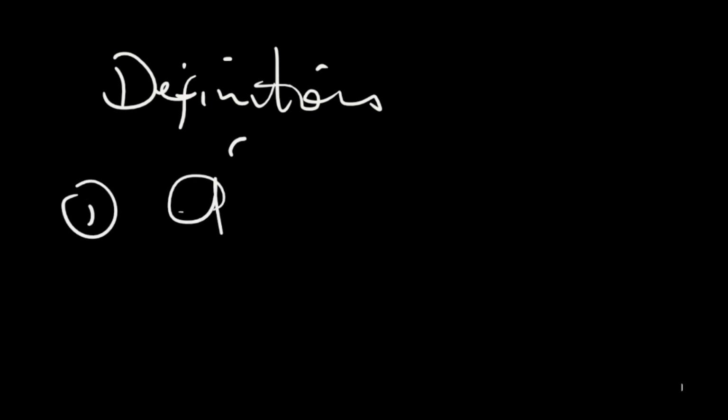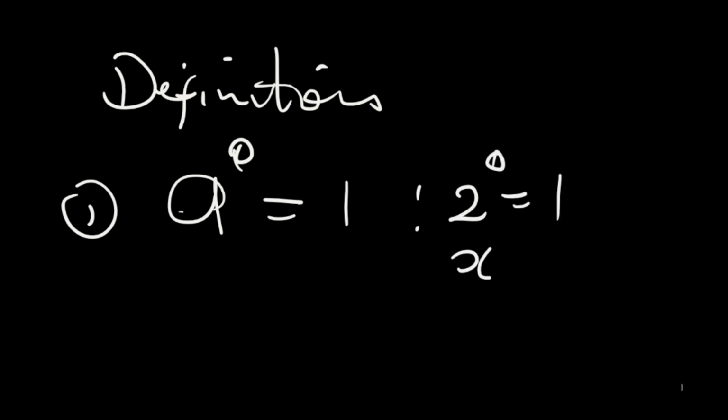Then we have what we call definitions in exponents. Let me just write that down. Definitions. What do I mean by this? Let's say, for example, the first one is, if you have a to the power of 0, what is the answer? It's 1. Anything to the power of 0 in exponents is 1. If you have 2 to the power of 0, it's going to be 1. If you have x to the power of 0, it's going to be 1. If you have 1 to the power of 0, it's just going to be 1, I guess. So anything to the power of 0 is just 1. That is one of the definitions in exponents.